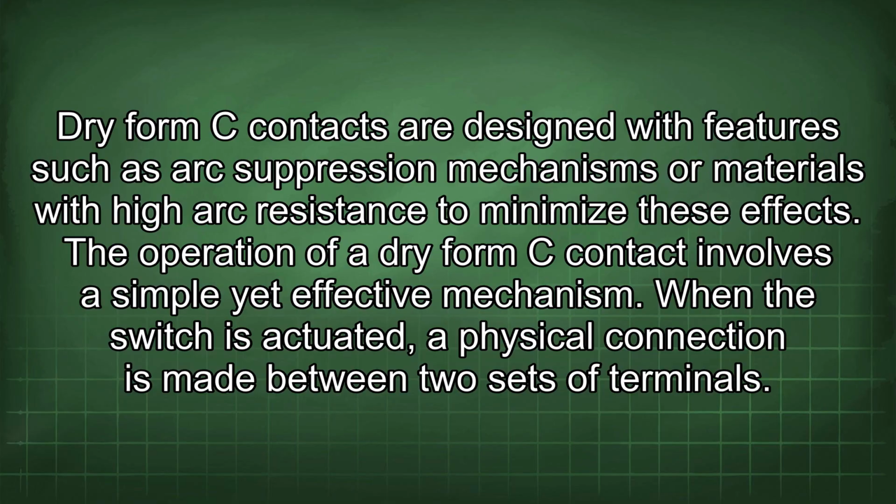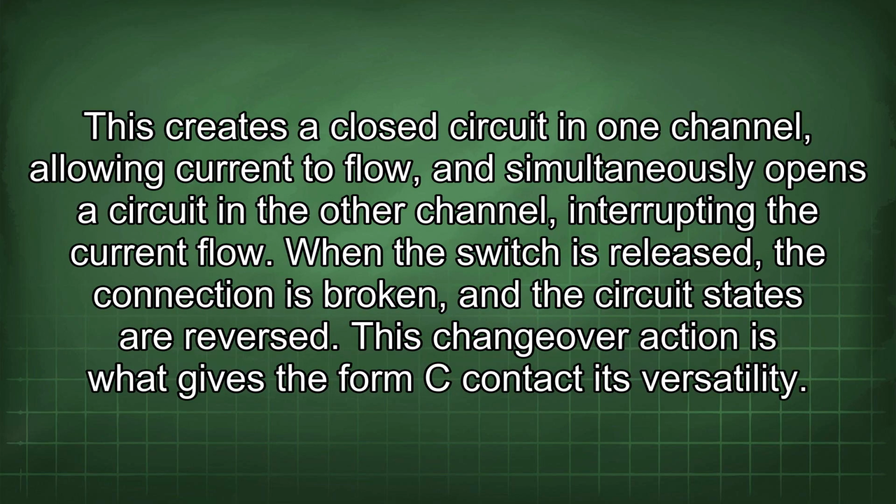The operation of a dry form C contact involves a simple yet effective mechanism. When the switch is actuated, a physical connection is made between two sets of terminals. This creates a closed circuit in one channel, allowing current to flow, and simultaneously opens a circuit in the other channel, interrupting the current flow. When the switch is released, the connection is broken, and the circuit states are reversed. This changeover action is what gives the form C contact its versatility.